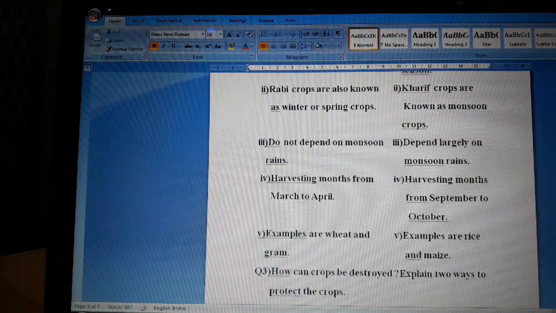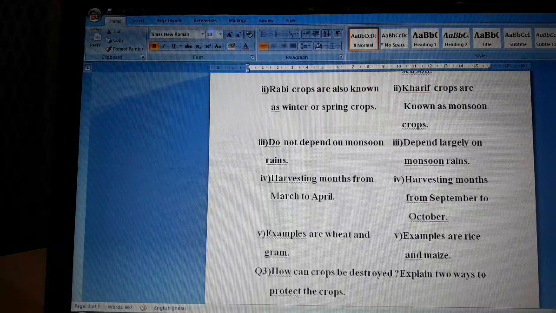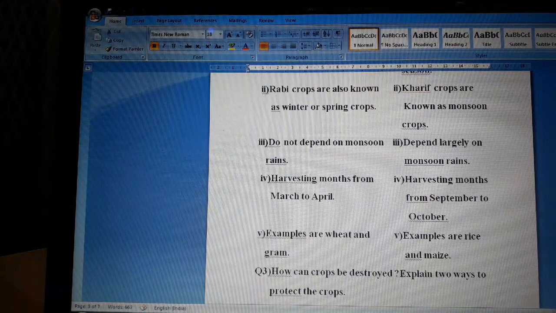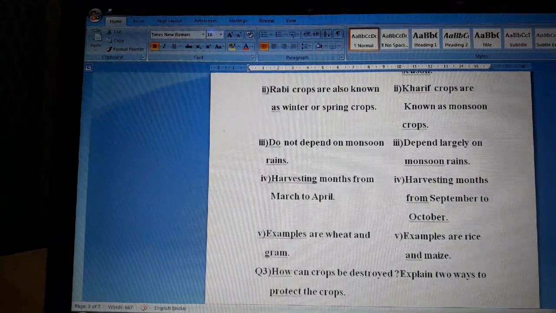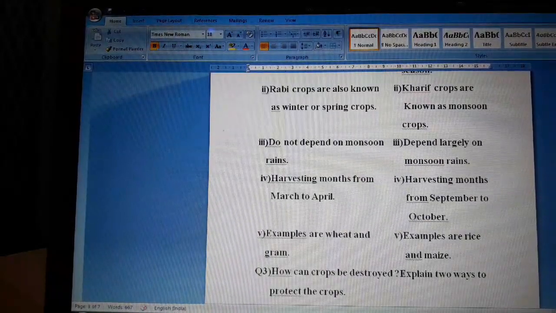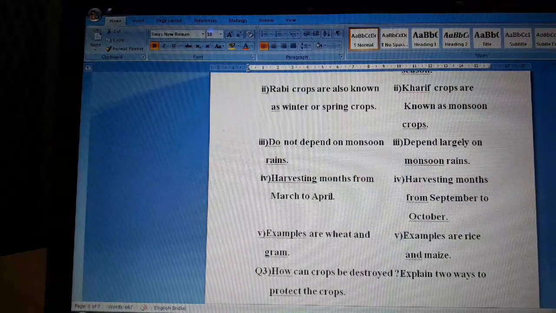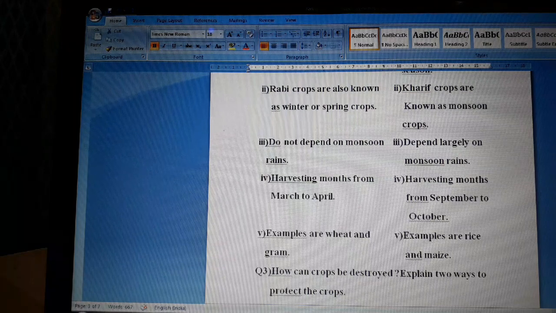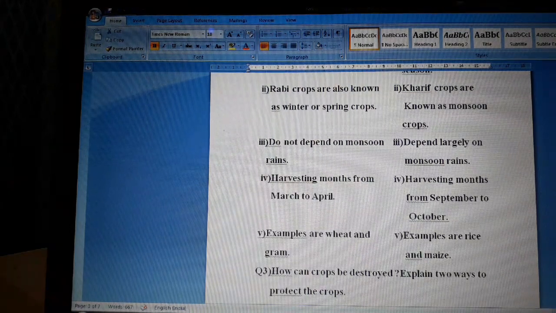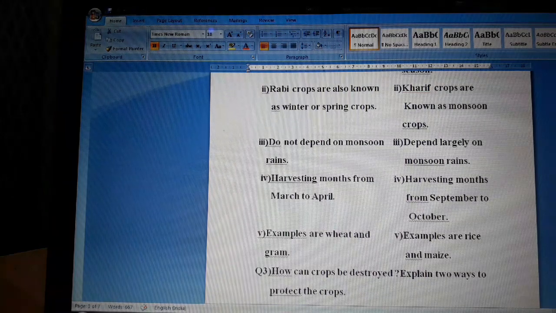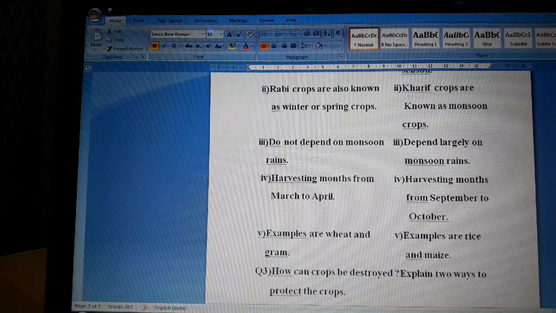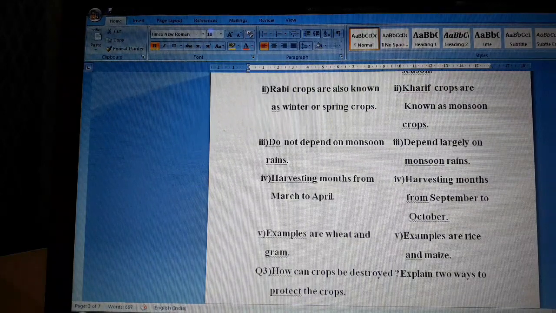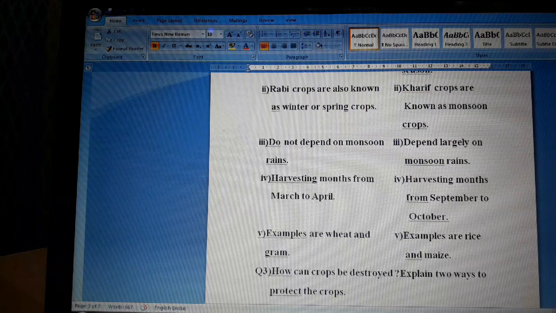And just remember JCBG, that is "just call big goose." You will remember the names: jowar, cotton, bajra, groundnut. This is a trick to remember examples of Kharif crops. Is it clear? Another trick to remember the Kharif crops: many of them end with E, that is rice, maize, sugarcane, pulse, jute, all are ending with E. Clear, everyone?